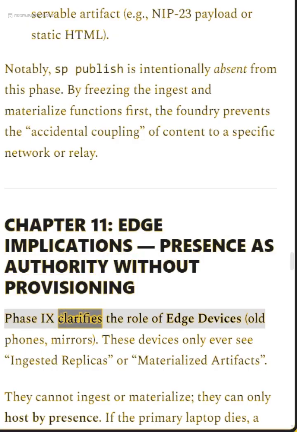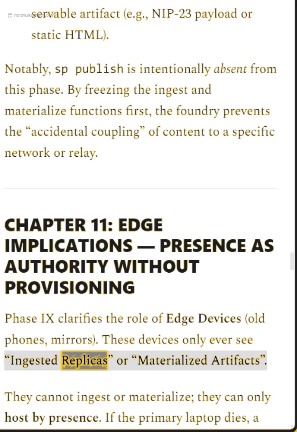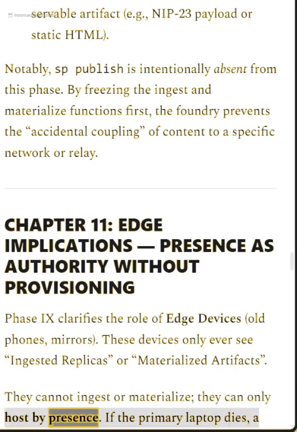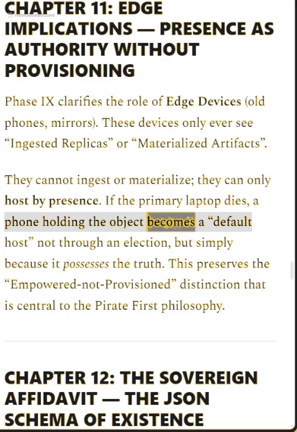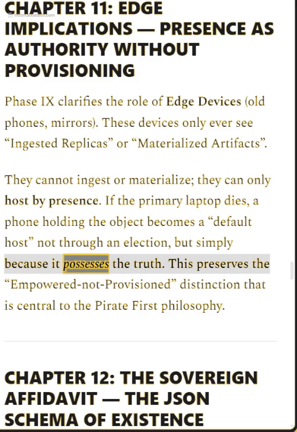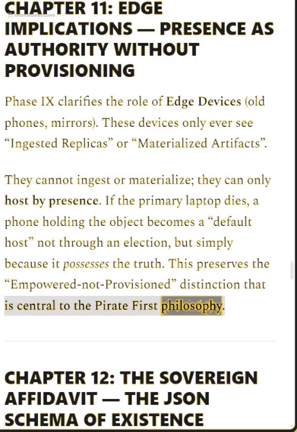Chapter 11. Edge Implications, Presence as Authority Without Provisioning. Phase 9 clarifies the role of edge devices, old phones, mirrors. These devices only ever see ingested replicas or materialized artifacts. They cannot ingest or materialize. They can only host by presence. If the primary laptop dies, a phone holding the object becomes a default host, not through an election, but simply because it possesses the truth. This preserves the empowered not provisioned distinction that is central to the pirate-first philosophy.